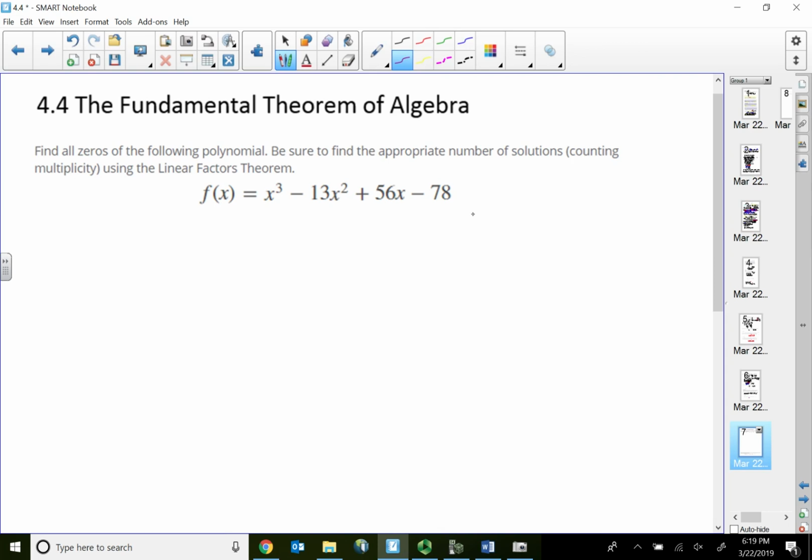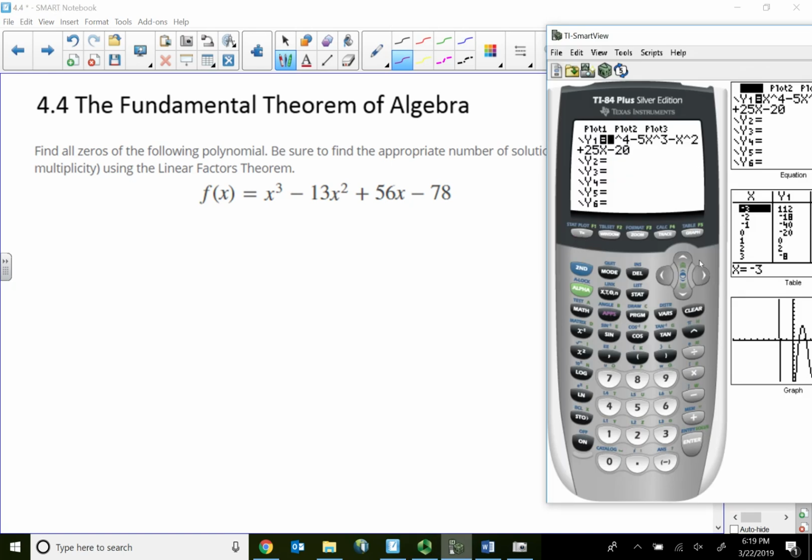Let's do it the same way as we did previously. To find the zeros straight from the polynomial function, we do our p over q. Since my q is 1 up front, all my potential rational zeros will be whole numbers. So I'm just going to go ahead and graph it and see what's going on with my graph. Minus 13x squared.